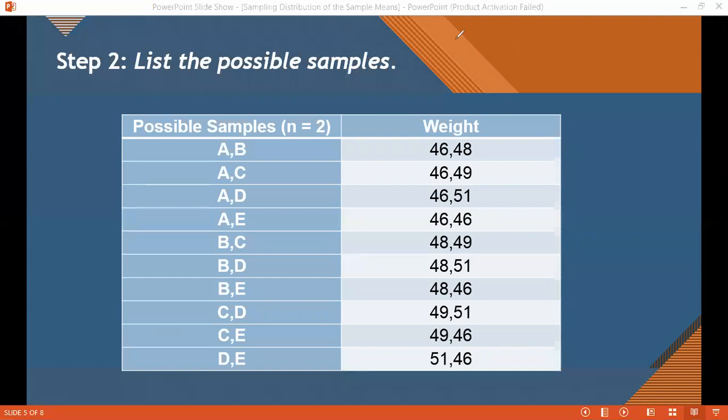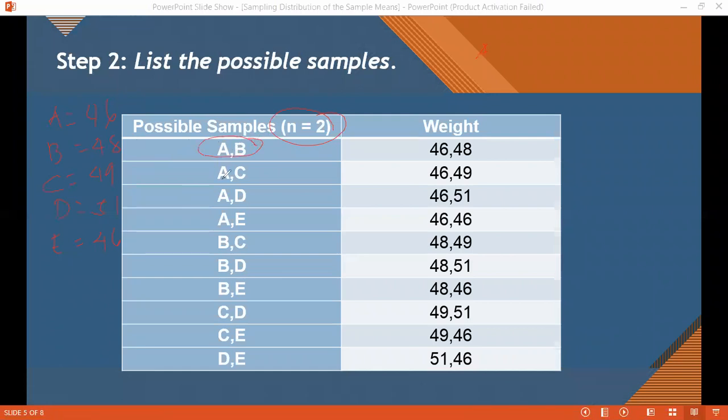The weight of 5 students. Di ba ang weight ni A equals 46, ang weight ni B equals 48, ang weight ni C is 49, ang weight ni D equals 51, and ang weight ni E is 46. Now, since ang sinabi is possible sample size of 2, so ibig sabihin tagdadalawang tao ang gagamitin mo. So first, let's have AB.